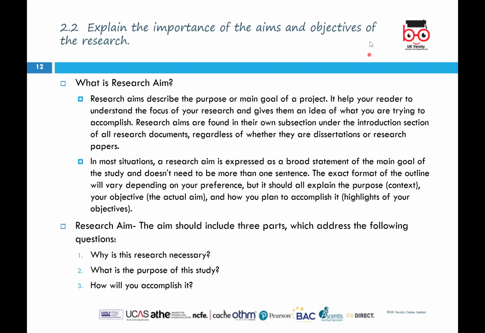So again, now we want to explain the importance of aims and objectives. What is a research aim? There's a difference between research aim and objectives. An aim is a broader term. It shows you the main purpose or goal of your project. By reading your aim, I would know what you are going to do at the end of your research project. Sometimes a research aim is explained as a broad statement.